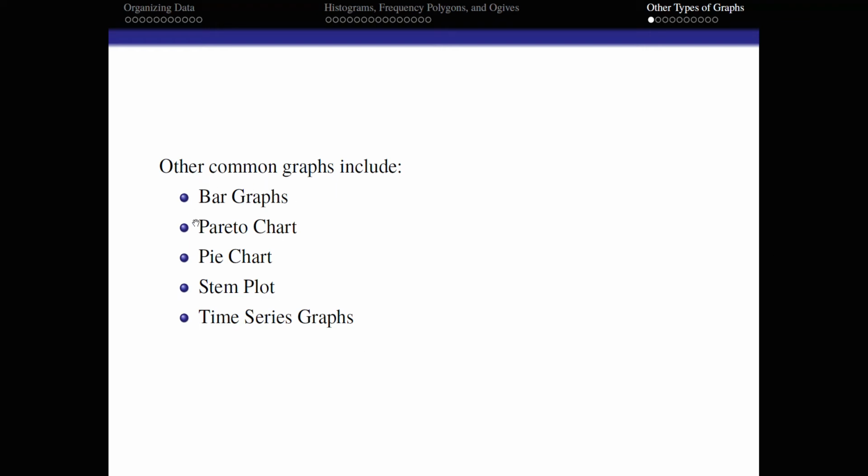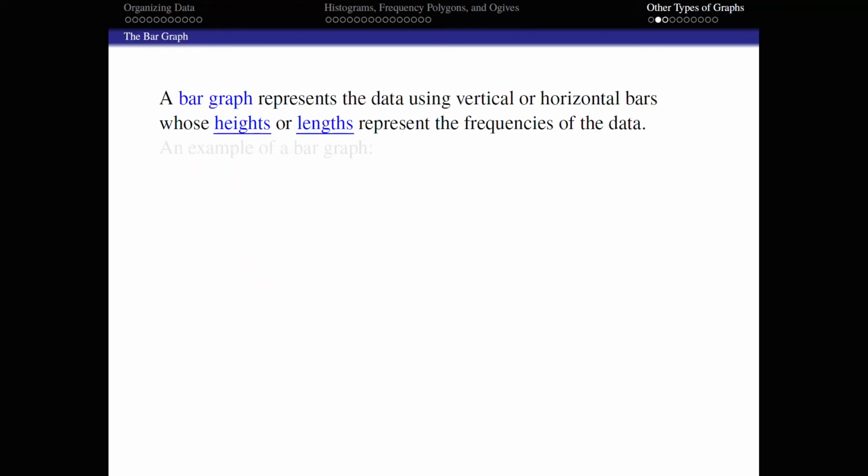I should mention that these first two are just different versions of a histogram that we would do with continuous data, but in the bar graph and the Pareto chart, this is the qualitative version, or what we would do with categorical variables. So for a bar graph, it's the exact same idea as a histogram, where the heights and lengths represent the frequencies of the data.